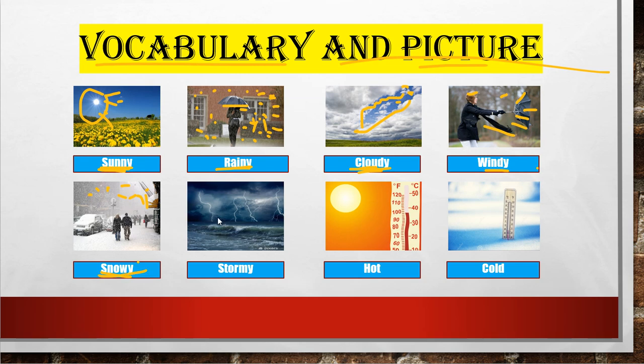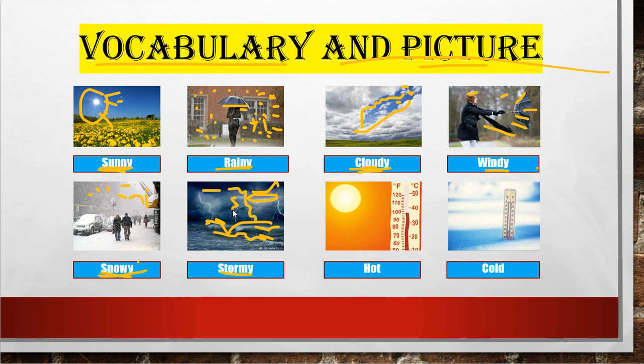Next, stormy. This is what stormy looks like. It's a combination of different types of bad weather. For example, it has rain, dark clouds, thunder, and this is the lightning here. It's windy too. And if you see here, the waves are so big. So that is stormy.